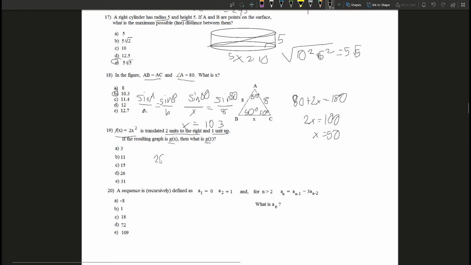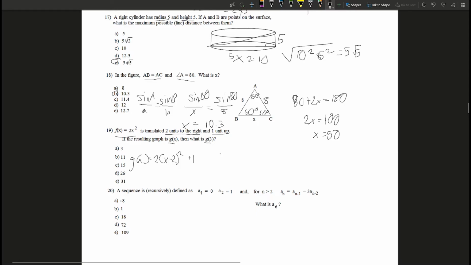So that would be 2 multiplied by x minus 2. Because remember that whatever you put in here, it does the opposite. So if you wanted to translate left, then you would do plus 2. If you want to translate right, then you do minus 2. And then 1 unit up. And that's going to be g of x. That's our formula for g of x.